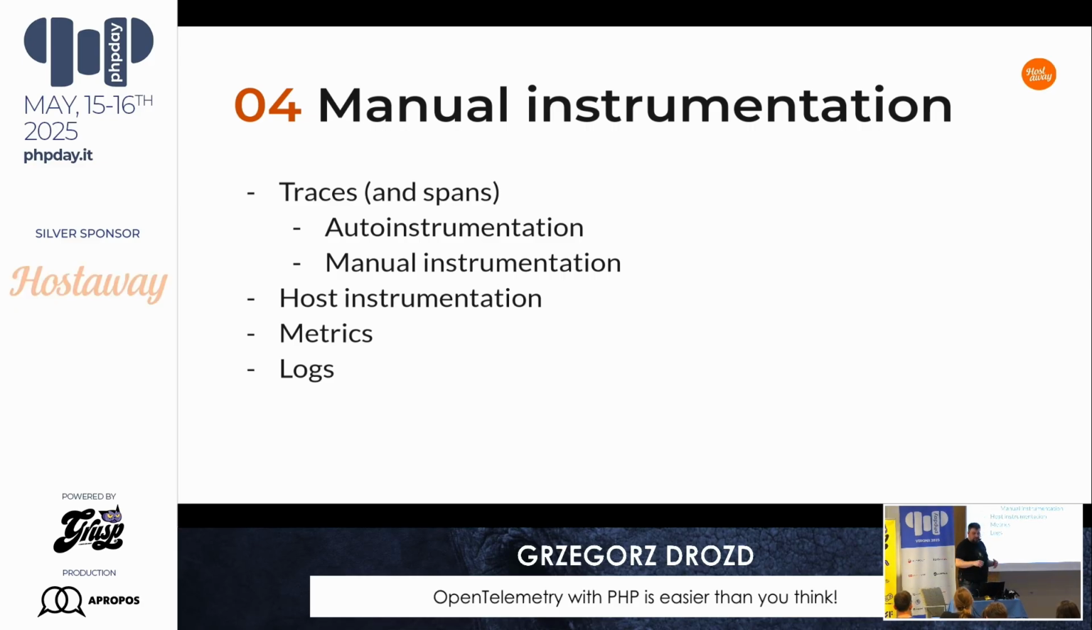So, instrumenting the code. You can either do it manually using the SDK. There are methods for everything. There is no black magic there. You just call the method and that's it. Or you can use auto-instrumentation that is offered by the OpenTelemetry repository.